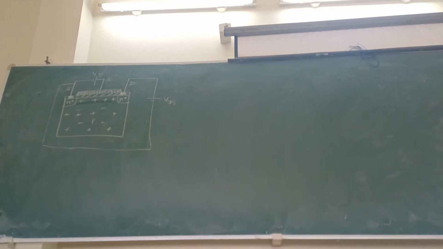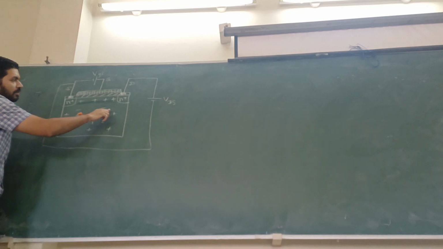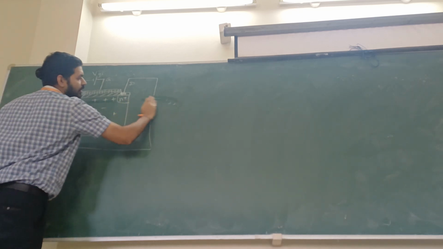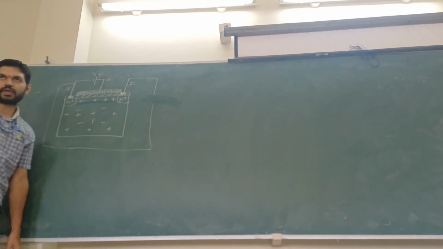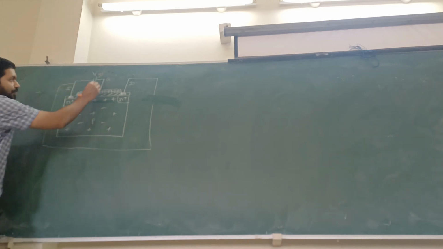Next, initially we don't give any VDS. So there is no channel formed yet. For the channel to be formed, we apply some voltage at the gate, that is, a positive voltage.